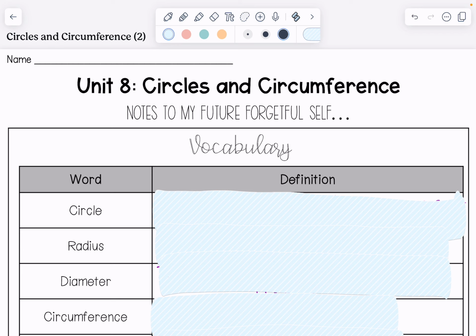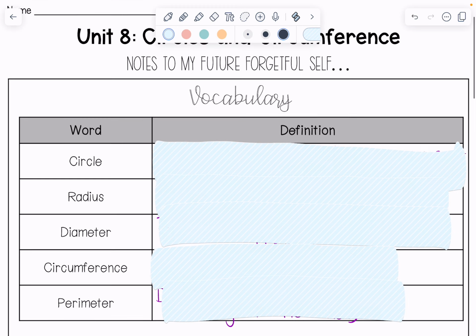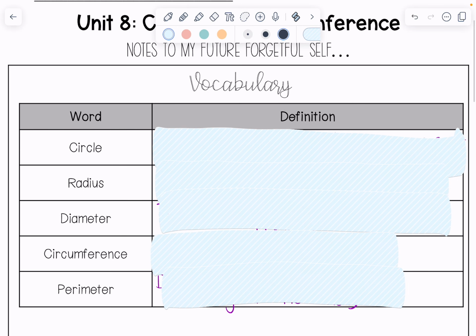Feel free to pause the video at any point if you need more time to write something down. I'll go through the vocab pretty quickly, so again, feel free to pause if you need more time to write. So, quick review of some of our vocabulary.